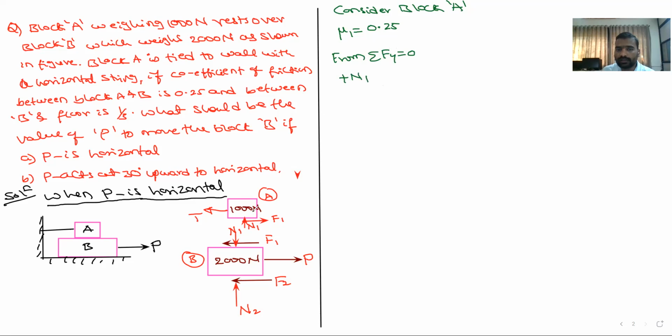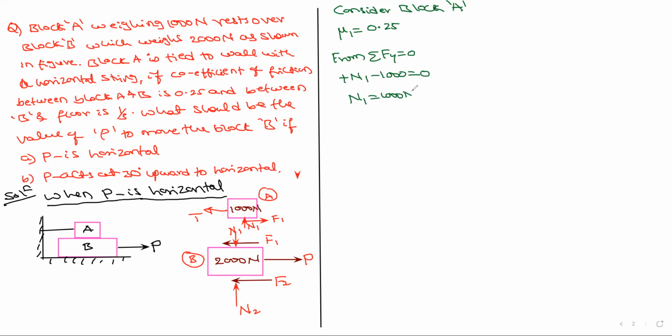Then the weight of the block A, is it acting upward or downward? Downward, that is minus 1000, equal to 0. Then I know the value of N1. N1 is equal to 1000 Newton. Is it correct? Yes, sir. So once you know the value of N1, can you find out the value of the friction F1?